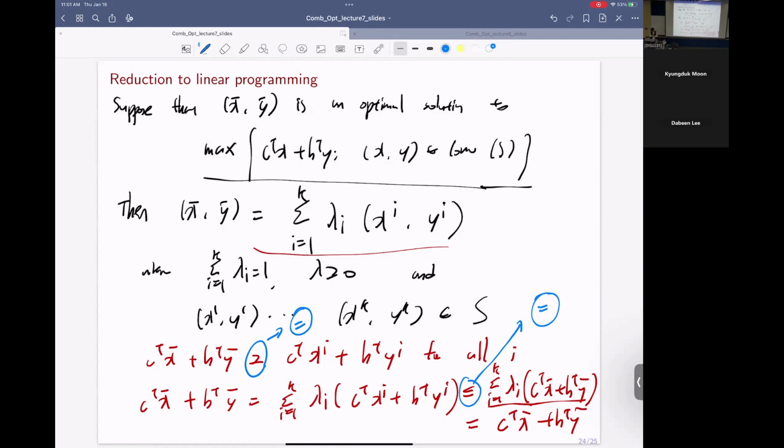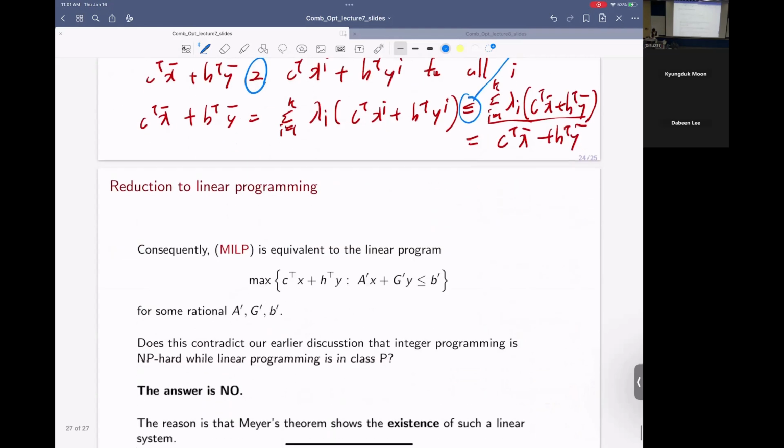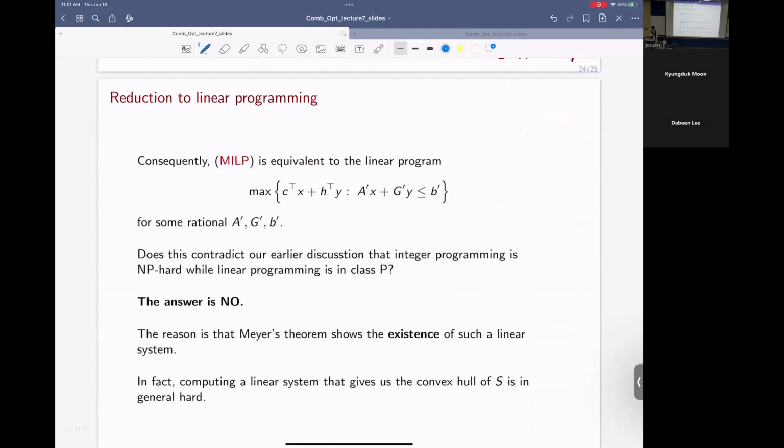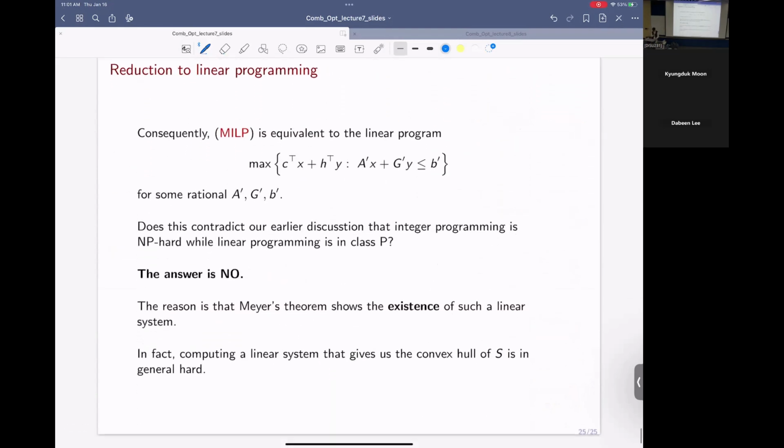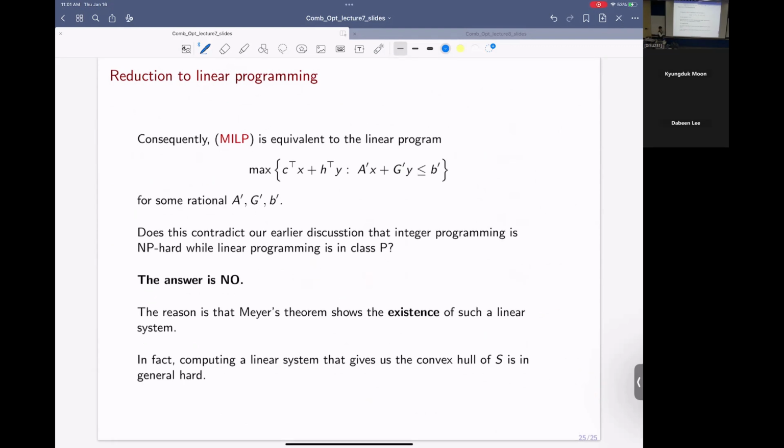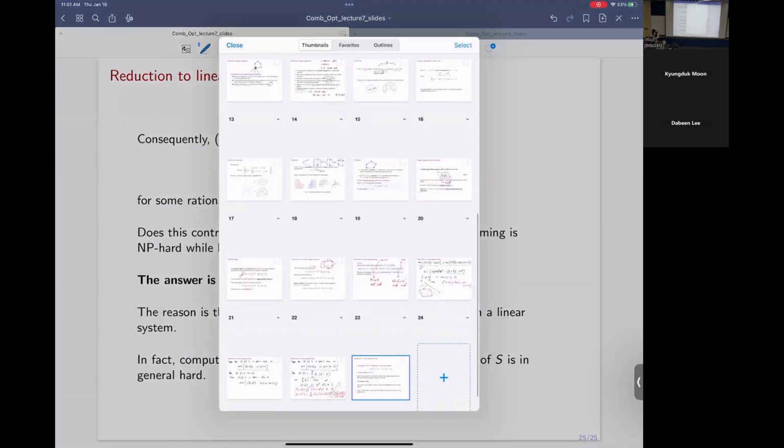Okay, let's continue. I forgot the last slide from lecture 7. So let me continue with this lecture. Okay, so great. So what was the conclusion from the lemma? Well, let me get back to the slide.